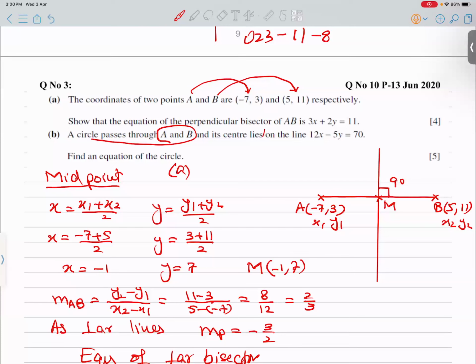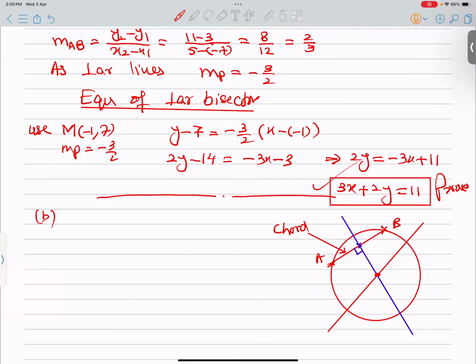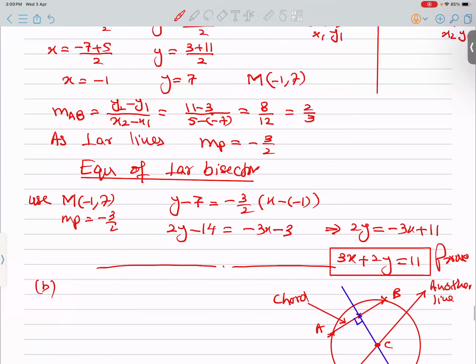Its center lies on this line. So this is one line we found that for sure passes through the center of the circle. But he has given another line. I am writing here the word "and", another line, this one. So if I solve them simultaneously, I get the center of the circle. The center of the circle I label as C. So let's try to find it.